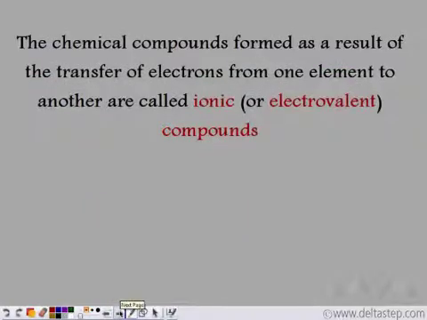So the chemical compounds are formed as a result of transfer of electrons. Keep in mind, there is transfer of electrons. One atom is losing one electron, another atom is gaining one electron in case of NaCl. So there is transfer of electrons, and such chemical compounds are known as ionic or electrovalent compounds.